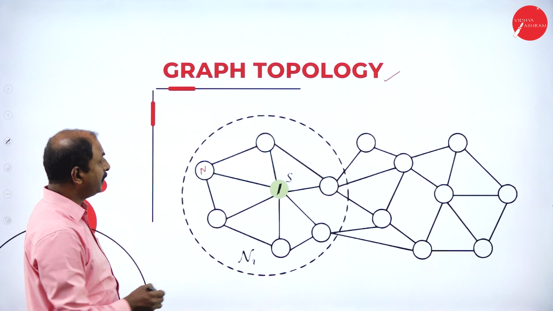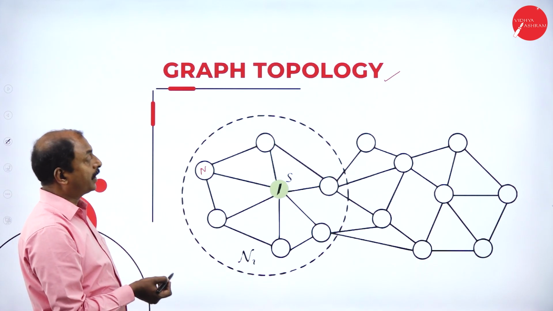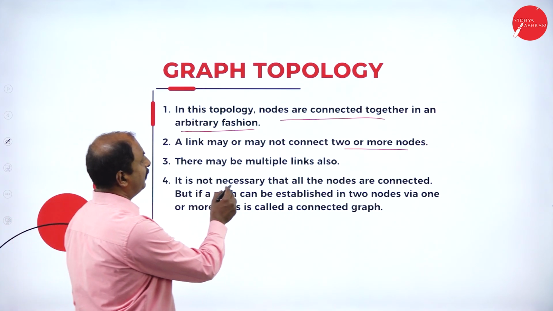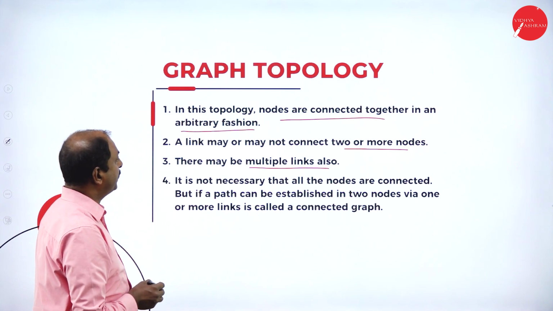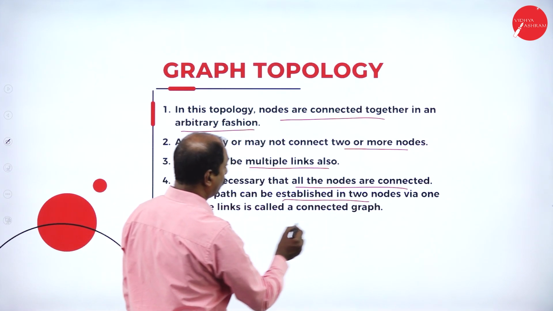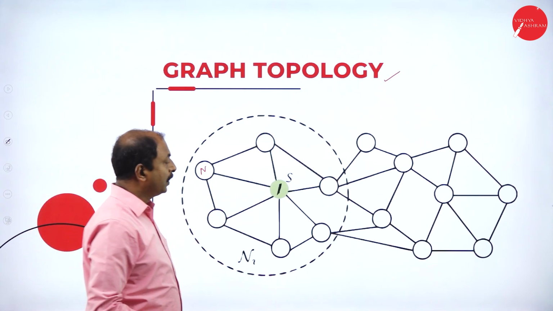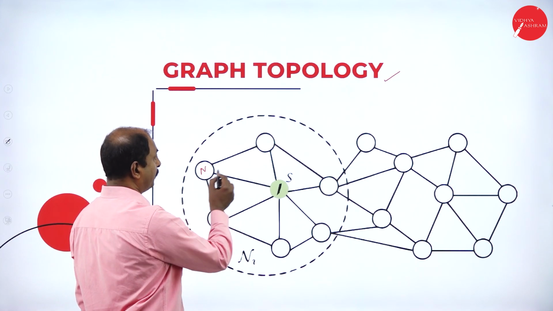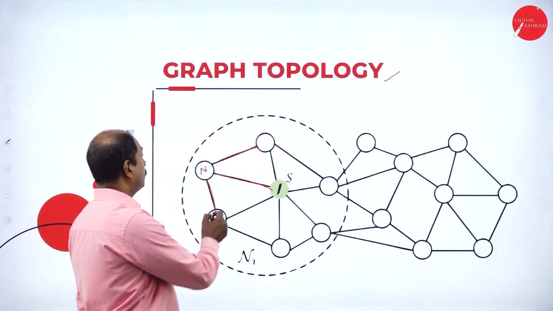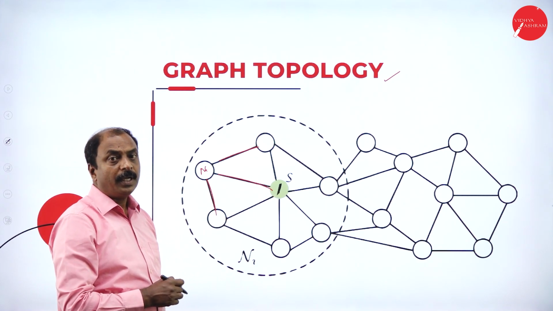Here, if you look at this example, this is one computer. It can be connected to more than one, or it may not be connected to more than two. That is one of the features of graph topology. There may be multiple links also, and it is not necessary that all the nodes are connected. And if a path can be established between two nodes via one or more links, it is called a connected graph. In this example, this is connected to three different nodes, and three different paths will be created. So the data can reach from one node to another by following any of the paths.